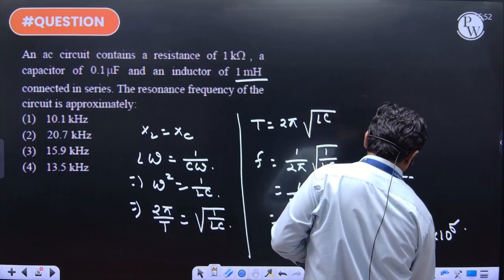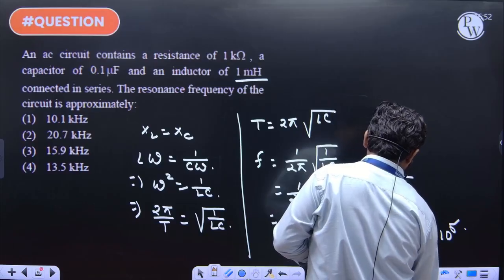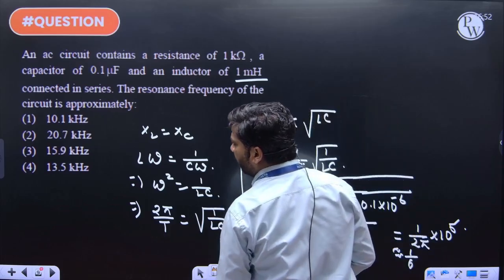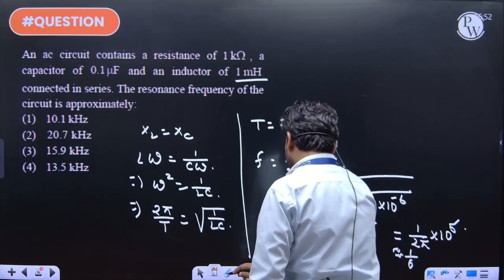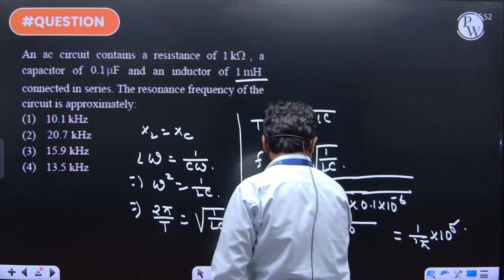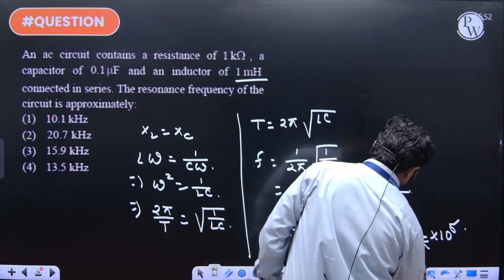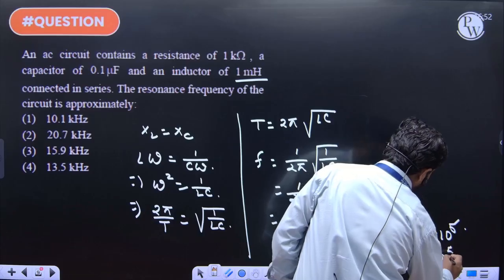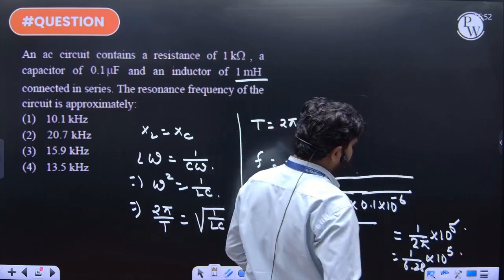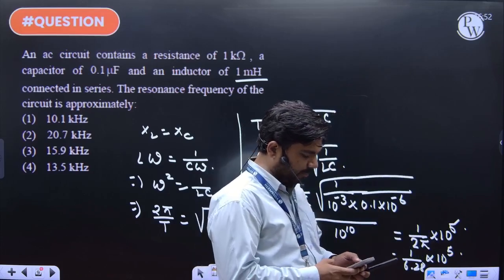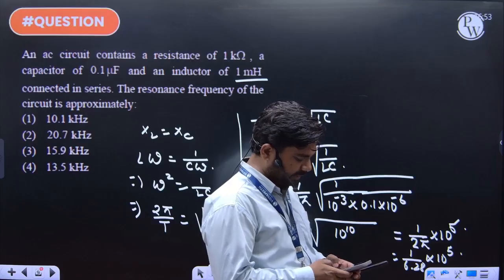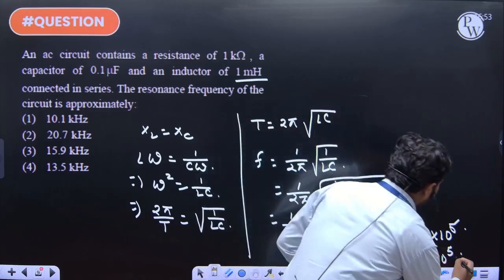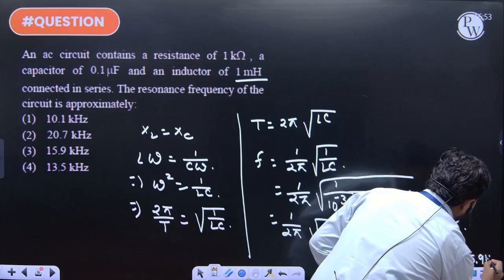So 2 pi, we can write it as 1 by, approximately let's write it to be 6. I am writing approximately so that we can get the approximate value, but they are very close to each other. So 3.14 only let's take, not to take risk. So 1 by 3.14 multiplied by 2, so 6.28 into 10 to the power 5, right? So 100 divided by 6.28, how much will we get? I am doing the calculation. 100 divided by 6.28, you are getting it as 15.9. So it is 15.9 kilohertz.